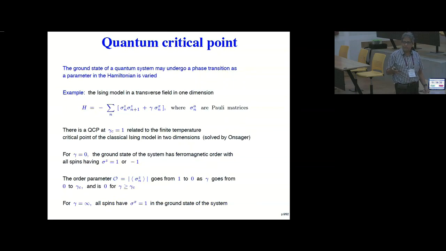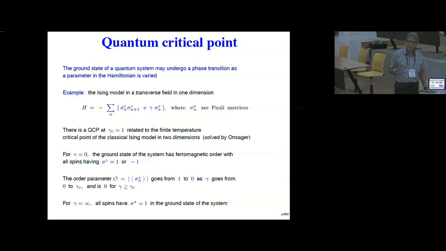Okay. Let's take a particular example. The Ising model in a transverse field in one dimension is going to be our favorite example, which we'll discuss in many different calculations. It's a one-dimensional model with Pauli matrices, so you have spin half sitting at the different points of a chain. There is first of all an Ising interaction between nearest neighbors, sigma z n sigma z n plus 1, where n is the index of the site, plus there's a transverse field, sigma x, which is proportional to gamma. So gamma is the strength of the transverse field.